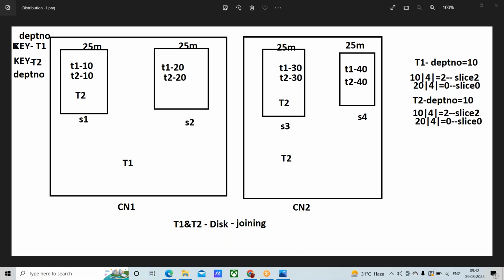Yes, sir. Yeah, that is the reason. For example, you see, we have this ALL distribution style. They are putting it in every node. Of course, they'll put it in one slice.